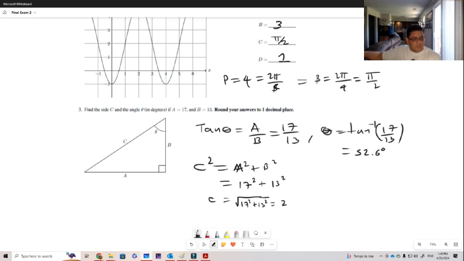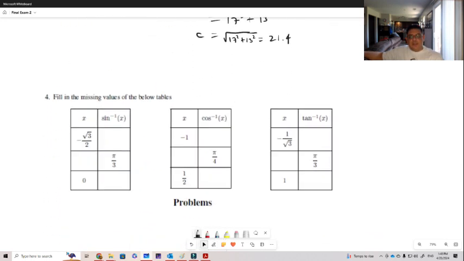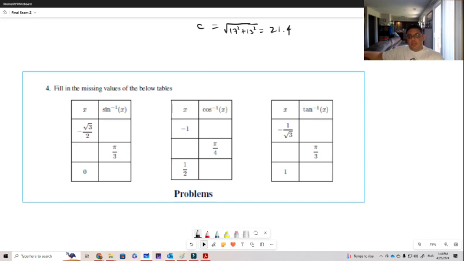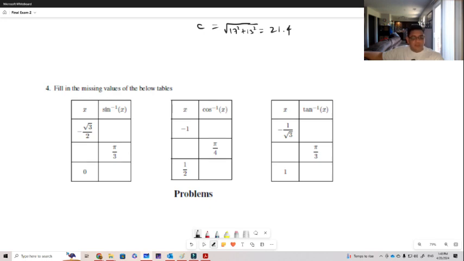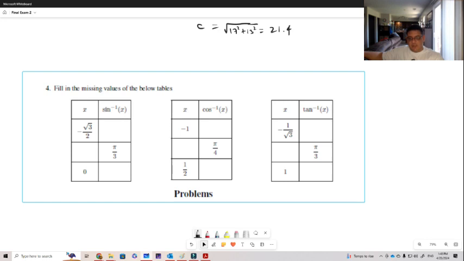And so that's going to be 21.4. Now, last but not least, we can work a little bit with values to fill missing values on this table.